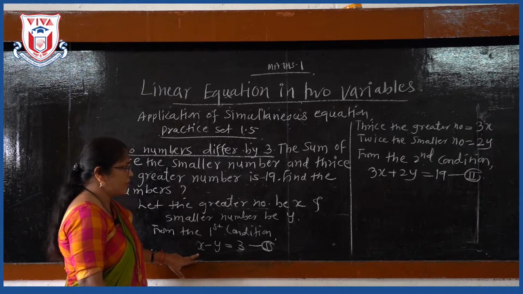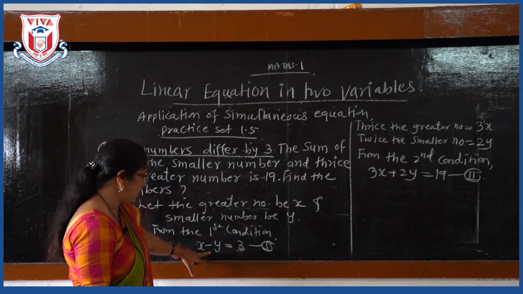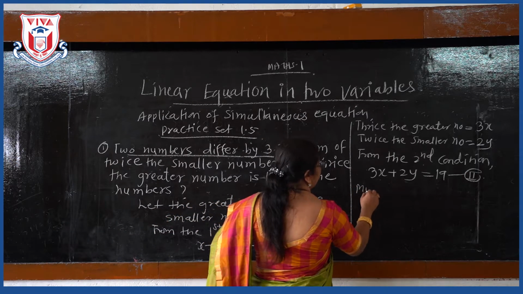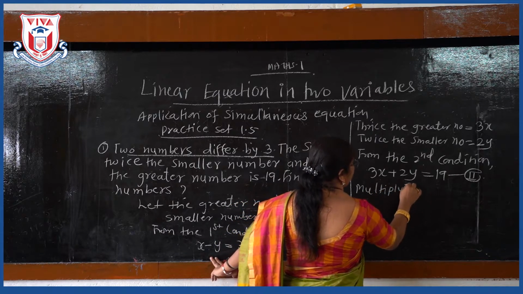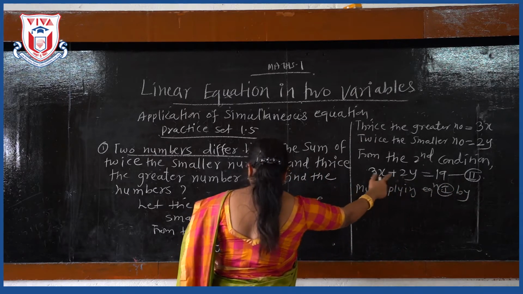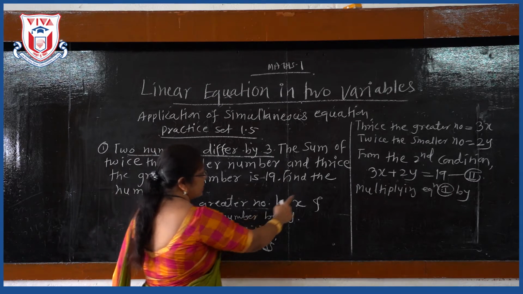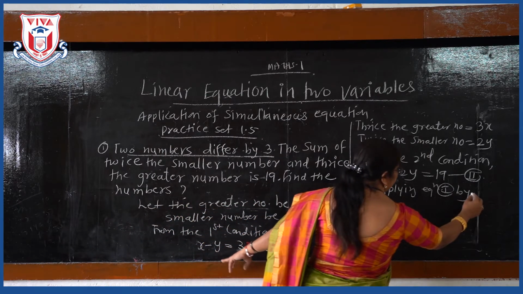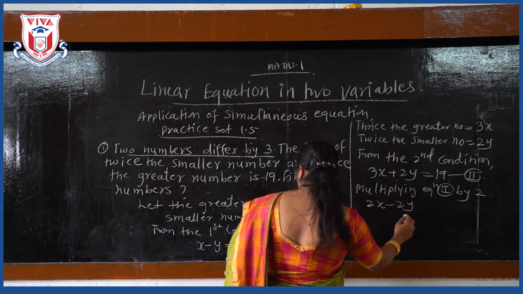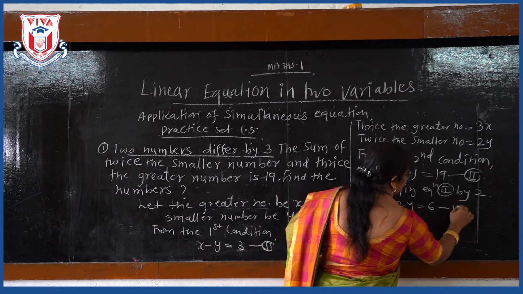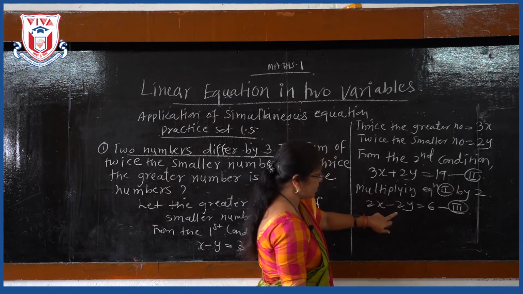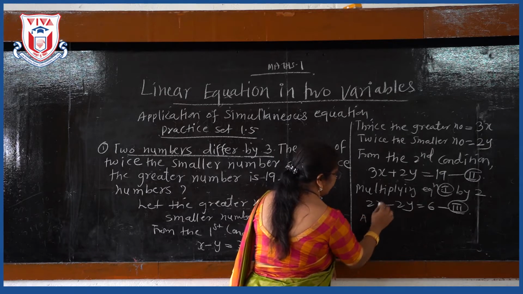Now solve this. See whether the coefficients are equal. The coefficients are not equal. So multiplying equation 1 by 2, the coefficients become the same. So we get 2x minus 2y is equal to 6. This is our equation number 3. Now in equation 2 it is plus 2y, in equation 3 it is minus 2y. So there are different signs.